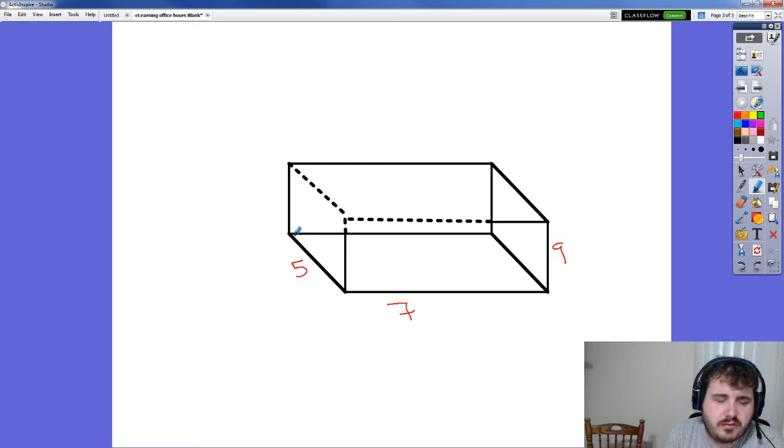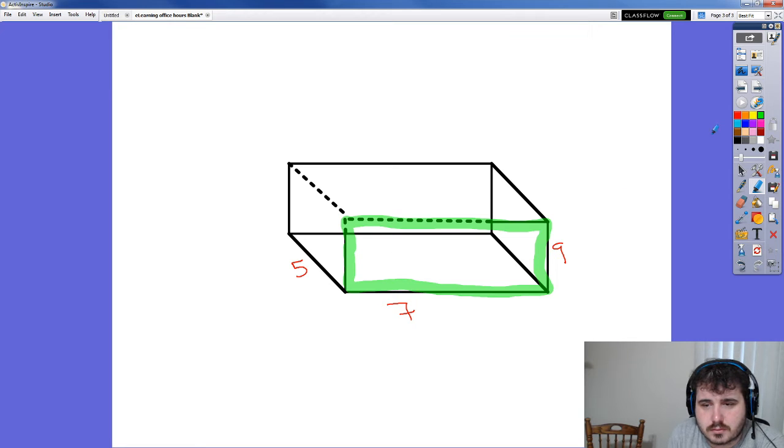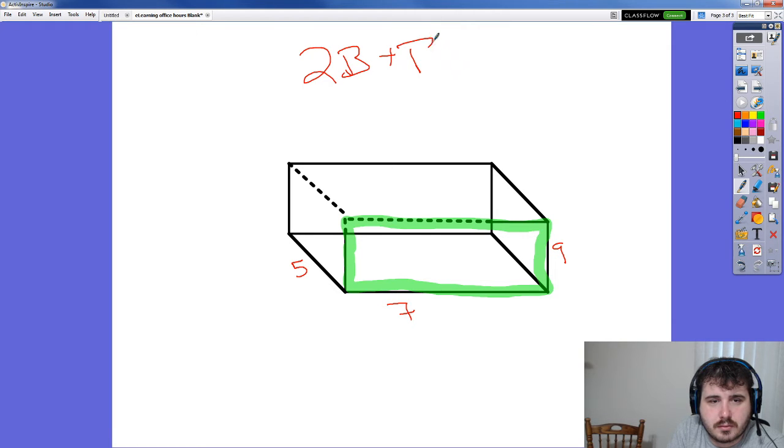Here, let's choose the perspective I would almost certainly always choose, where the bottom side here is the base. And I'll highlight that for you. Here's the bottom side. Can you all see what I'm talking about? The bottom of it. And so you say, all right, well, 2B plus PH. Well, let's find B, let's find P, and let's find H.